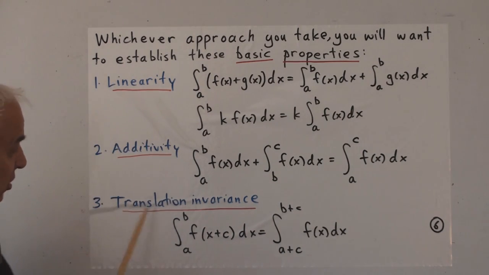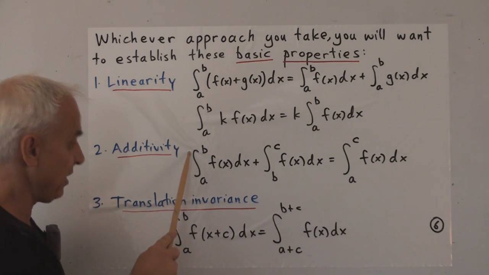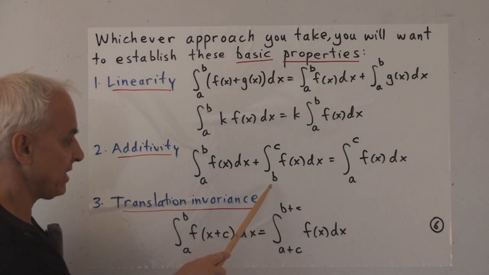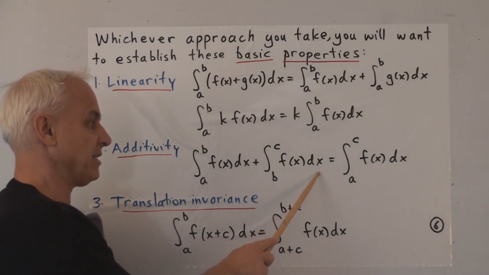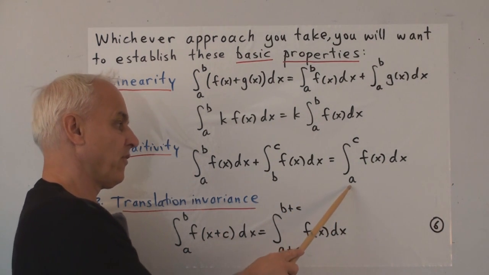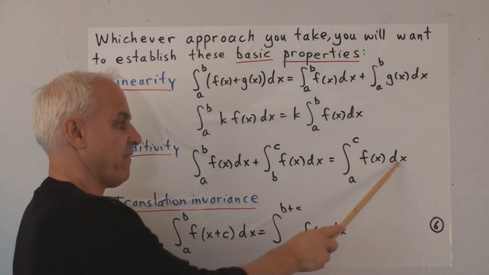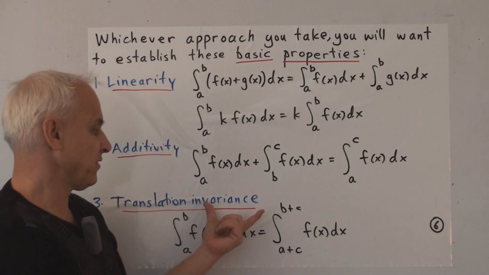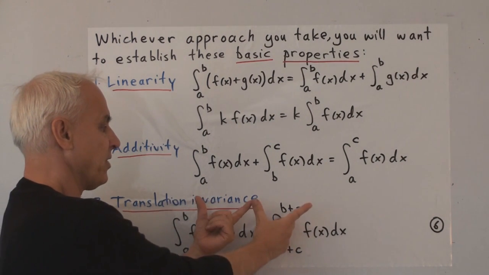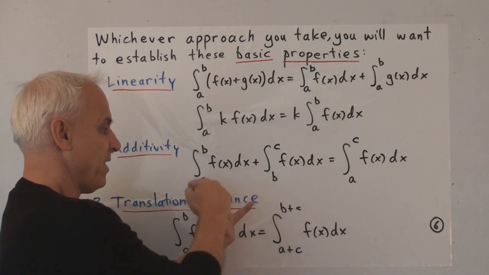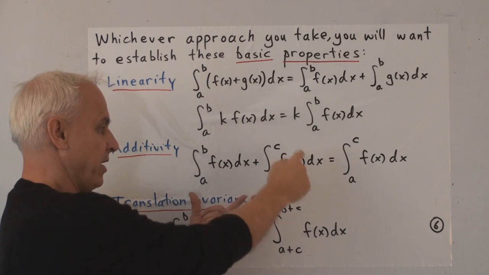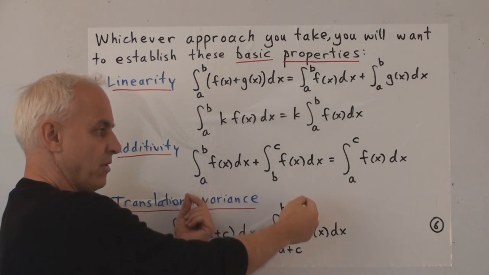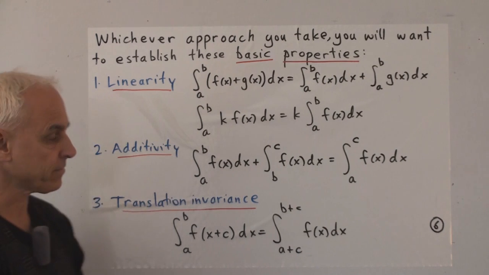The second property we'll call additivity, and that will be that the integral from a to b of f of x dx plus the integral from b to c of f of x dx should equal the integral from a to c of f of x dx. That's only natural, right? Here's an interval a to b, and then another interval b to c. Well, the area under here plus the area under here should be the area under the big interval a to c.